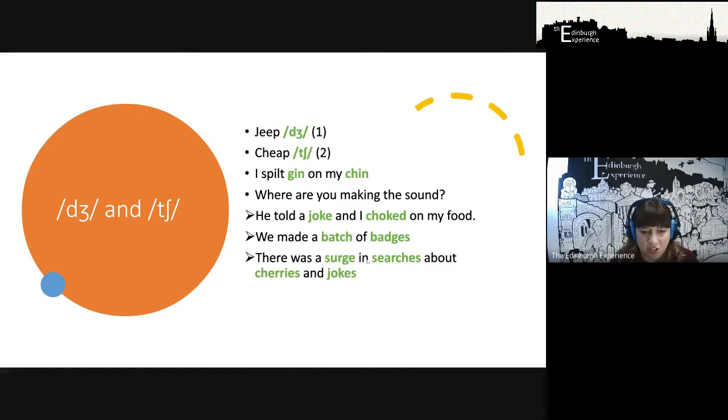There was a surge in searches about cherries and jokes. So let's try the first one here. There was a surge in searches. Which is this and which is this? Good, 1 and 2, well done. So this one here, surge. The first one, search. The second one. Okay, and then if we do the next ones, about cherries and jokes. Okay, number 2, good, and number 1. So ch and j. Well done.